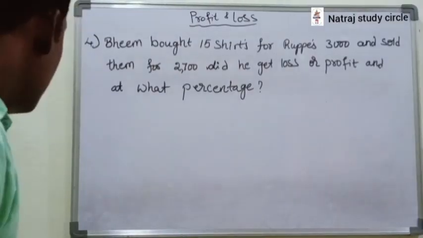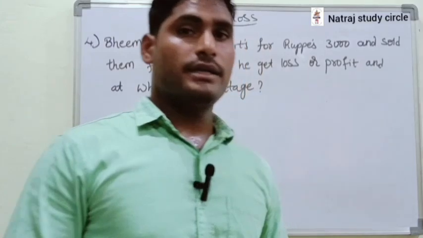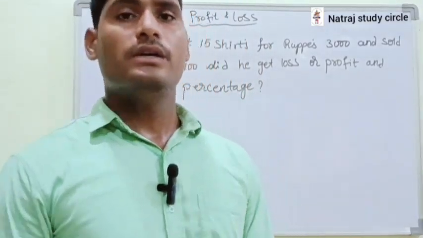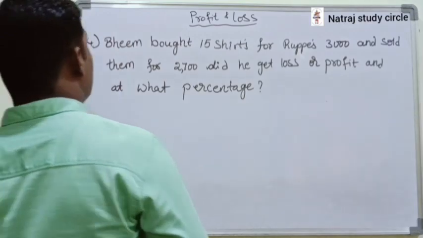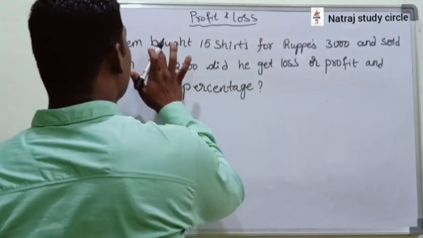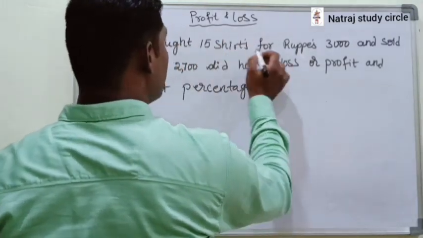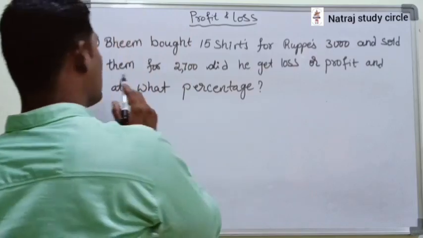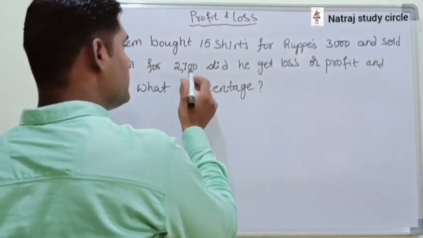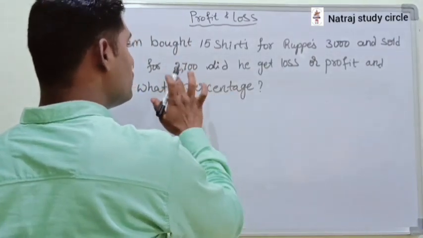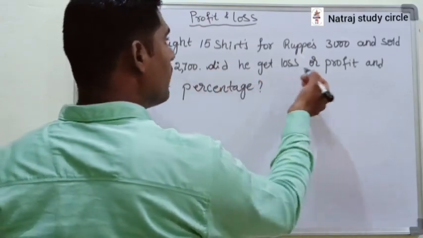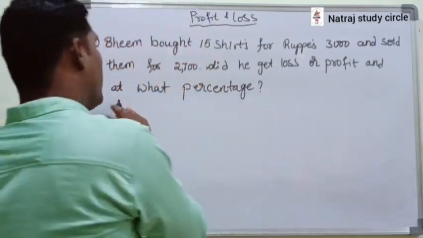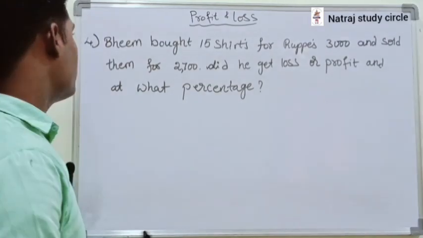Here is the fourth question. Bhim bought 15 shirts for rupees 3000 and sold them for 2700. Did he get loss or profit, and at what percent?